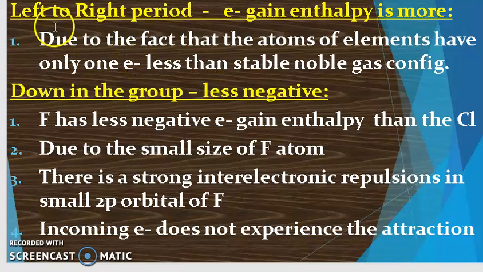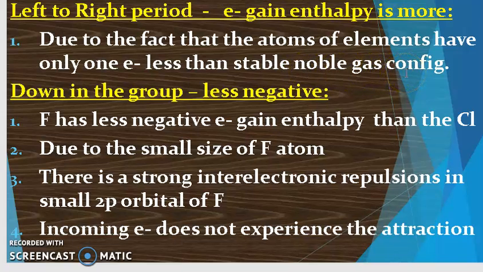Generally, what is happening for the halogens, group 17? Going left to right in a period, the electron gain enthalpy is generally more negative, and down in the group it is less negative. Why is it so? Because the atoms of these elements have only one electron less than the stable noble gas configuration.